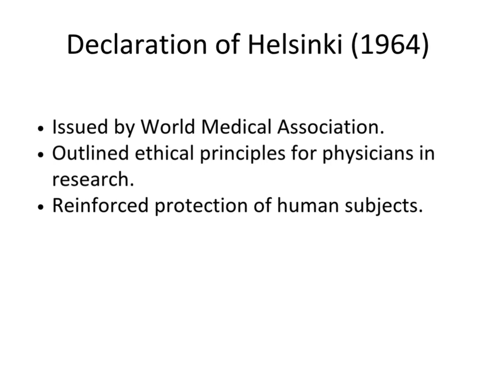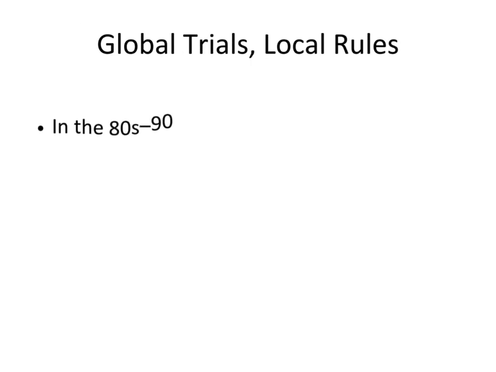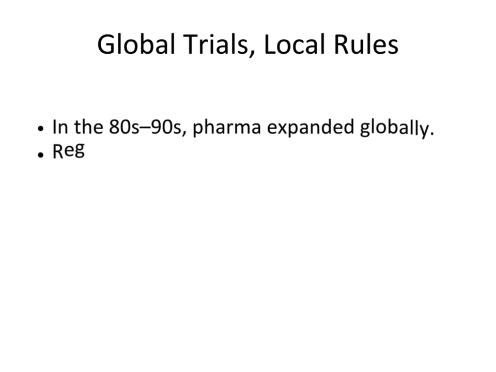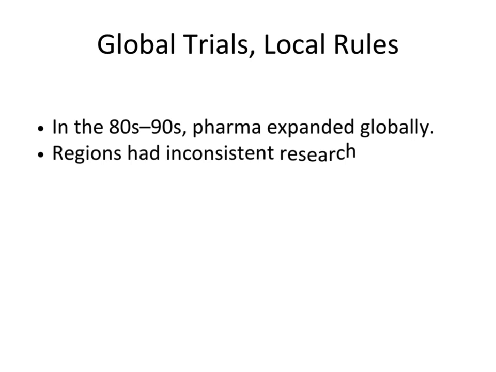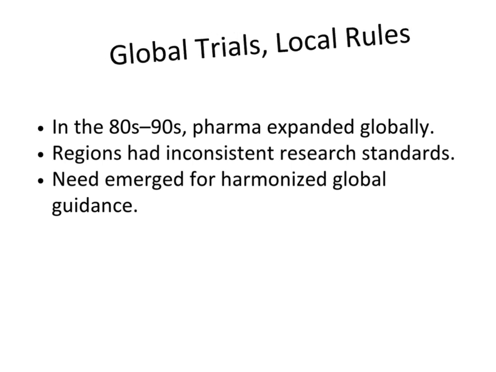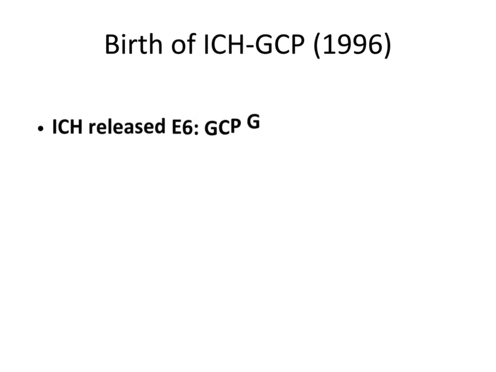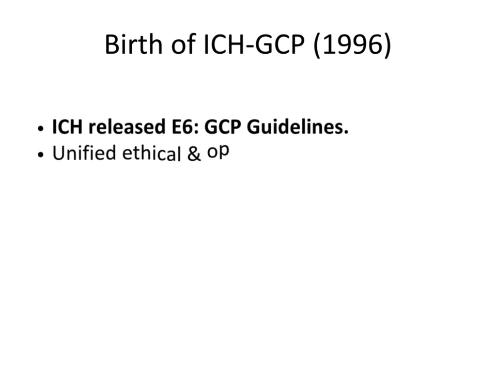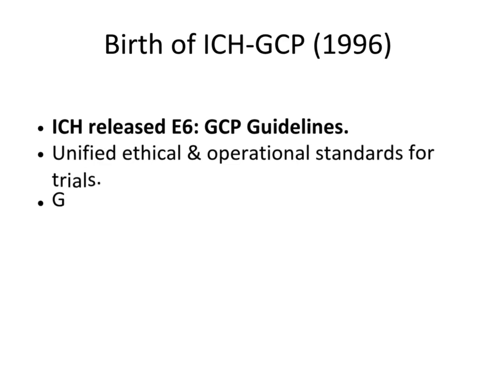But things didn't stop there. Fast forward to the 1980s and 1990s. The pharmaceutical world had gone global. Trials were happening in the US, Europe, Japan, and yet every region had its own set of rules. This created a huge problem. How could you run international clinical trials when everyone had different definitions of what's acceptable practice? And that's where the International Conference on Harmonization, or ICH, comes in.